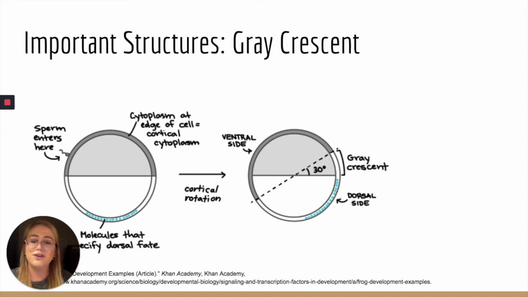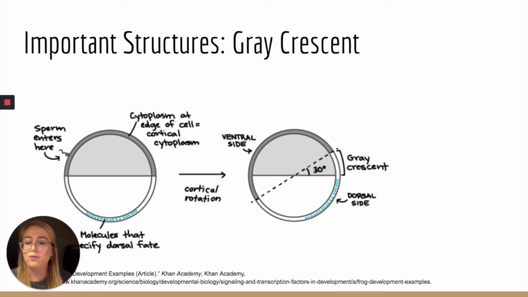Okay, so now that we've covered that polarity, we're going to now move into a new important structure that you definitely should know for the DAT. This is the gray crescent. So the gray crescent, I'm just going to orient you where we are looking at this organism just so you can see how this forms.